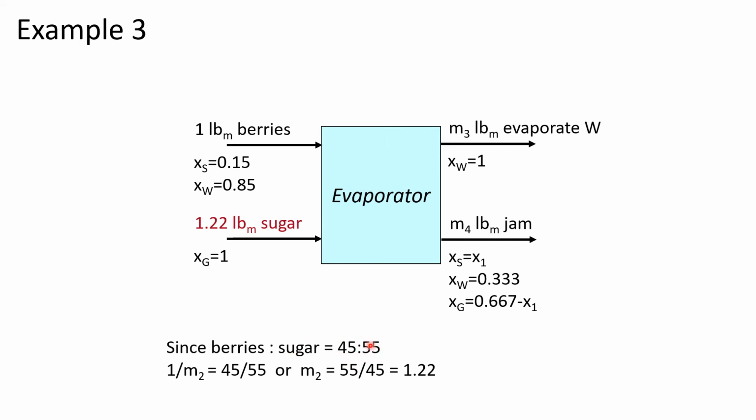So let's write this in terms of the masses that we have here on our process flow diagram. We chose as a basis 1 for the mass of berries. We don't know M2. We do know that that ratio, 1 over M2, is going to be equal to the ratio of 45 to 55. So we can solve for M2. M2 is just 55 over 45. It's 1.22. So we can add that number to our process flow diagram here.